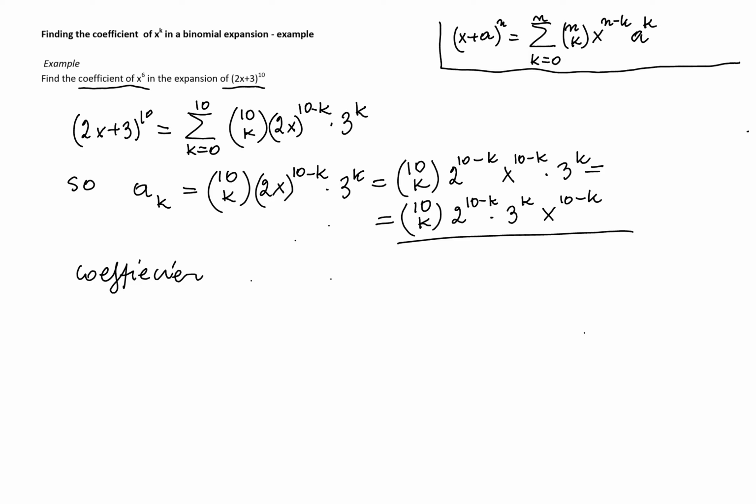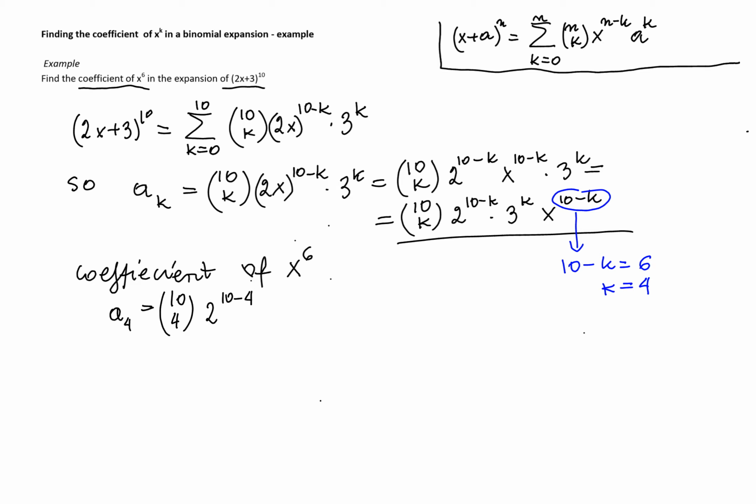And therefore, we'll have to find what value of k gives me x to the 6. So if I look at this general form of any term, what I want is for 10 minus k to be 6, which means that k is going to be 4. So this tells us that the term that will give us x to the 6 is the term where k is equal to 4.